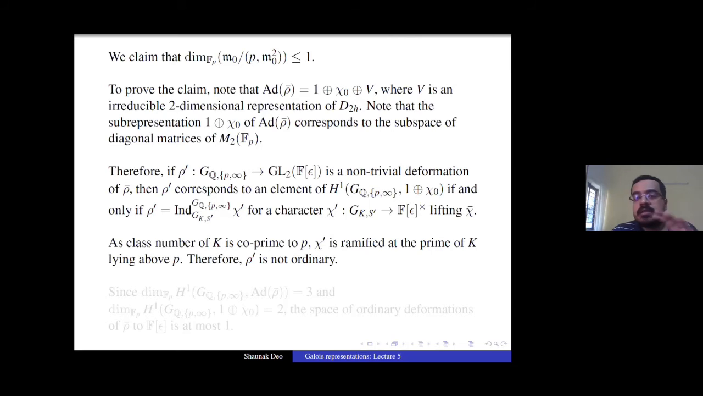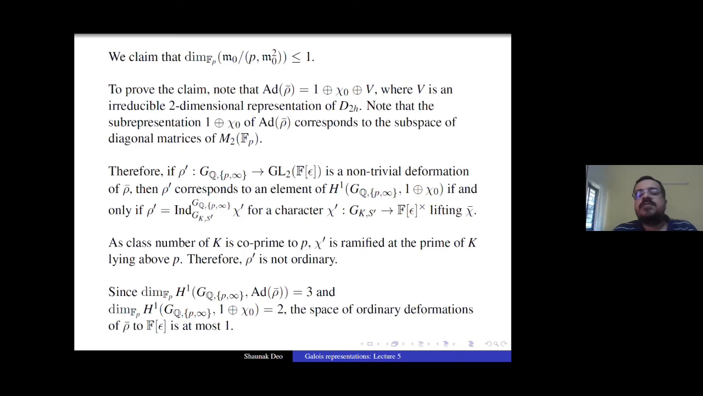So inside our tangent space, inside our space of deformations to f epsilon, we have identified a subspace which does not intersect with the ordinary subspace at all. But because we are assuming that rho bar is unobstructed, the dimension of H1 of GQ,p infinity at rho bar is 3. And it is easy to calculate, because this chi naught is odd, the dimension of H1 of GQ,p comma infinity of 1 plus chi naught. That dimension turns out to be 2. So inside this 3-dimensional space of deformations of rho bar to f epsilon, we have identified a 2-dimensional space which has no ordinary deformations. So the space of ordinary deformations has dimension at most 1. It cannot be more than 1. This proves the claim that we wanted to prove.